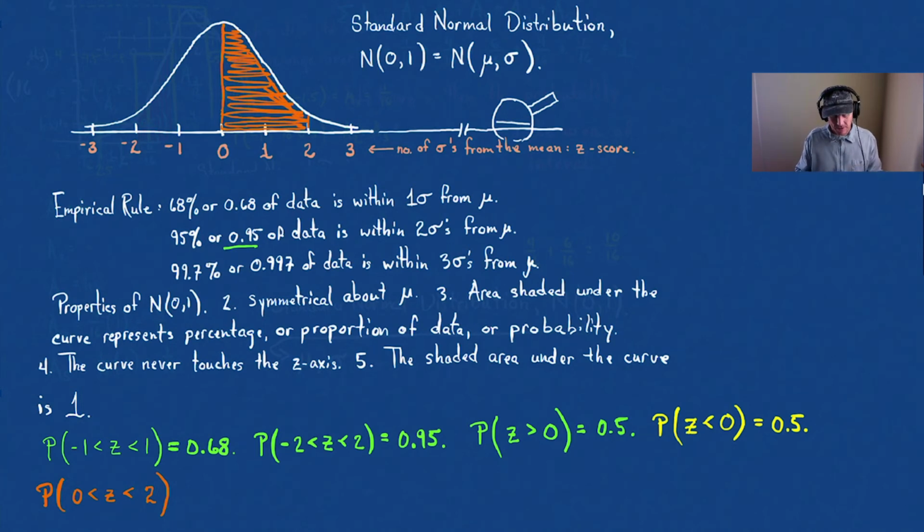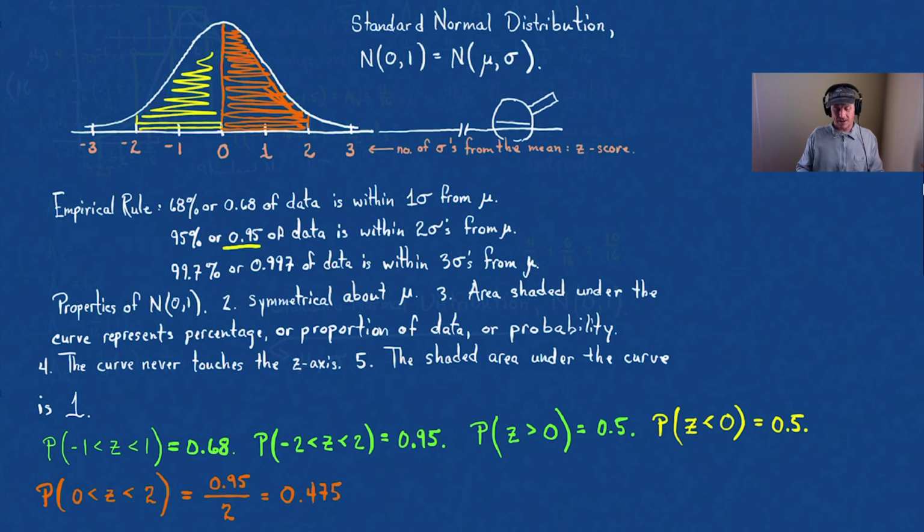Oh, but here's what we know about 2 standard deviations. We know that if I had shaded all of that orange plus this yellow region, that would be 0.95. But instead, I shaded from the middle, 0, all the way over to 2. I shaded half of that. So that orange area is 0.95 divided by 2, or 0.475. Okay.